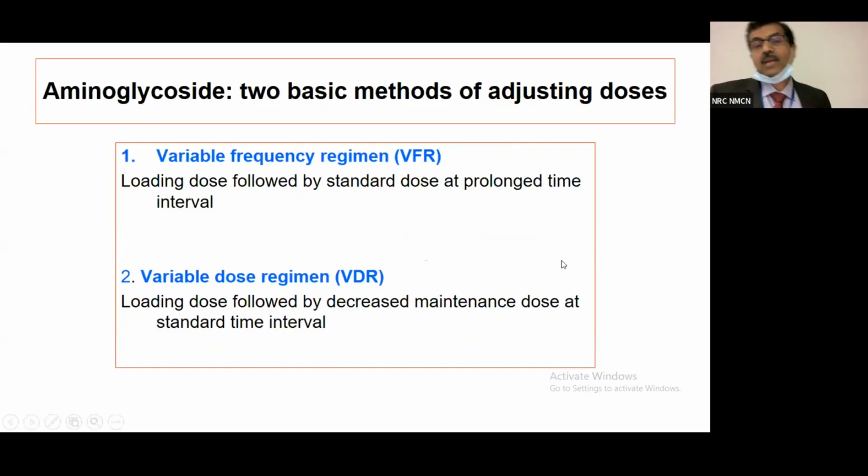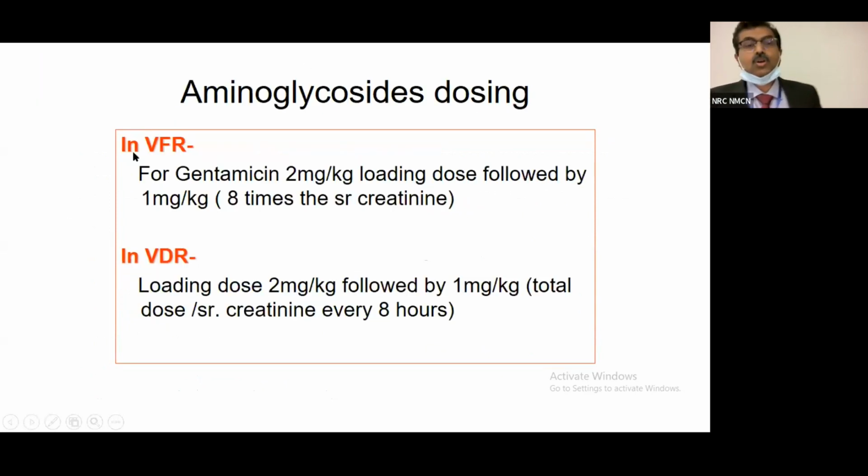So aminoglycosides is another drug that I want to take separately. So variable frequency or variable dose. I am just giving you example of the gentamicin, 2 milligram per kilogram body weight of the loading dose, followed by 1 milligram per kilogram. One just assumption is there. If your serum creatinine is 2, so multiply it by 8. That will come as a 16. So repeat the next dose at 16 hours.